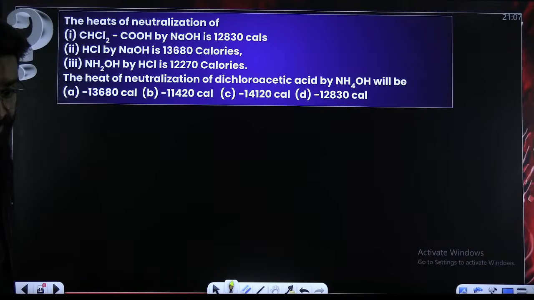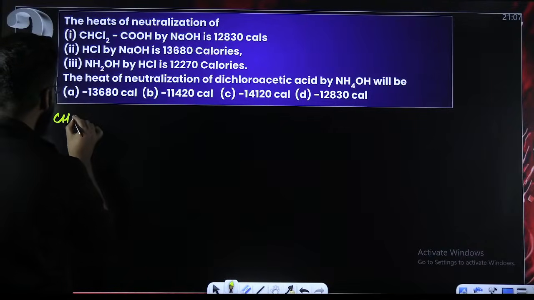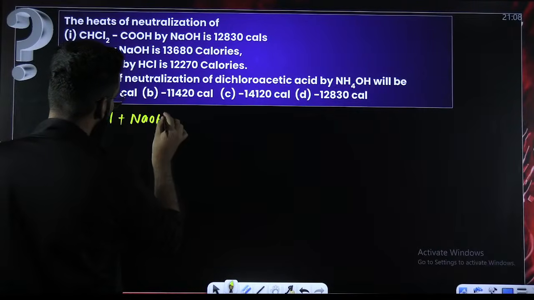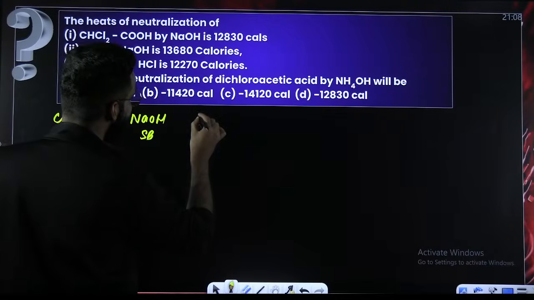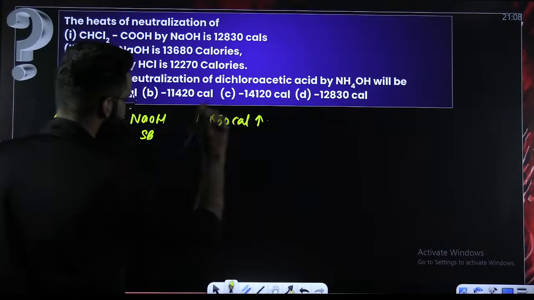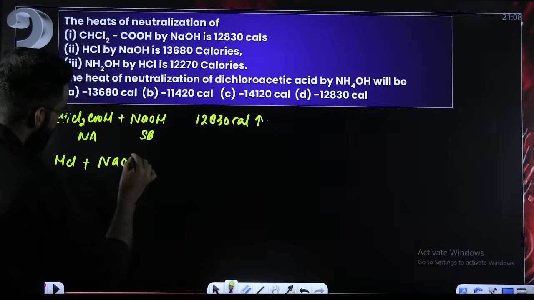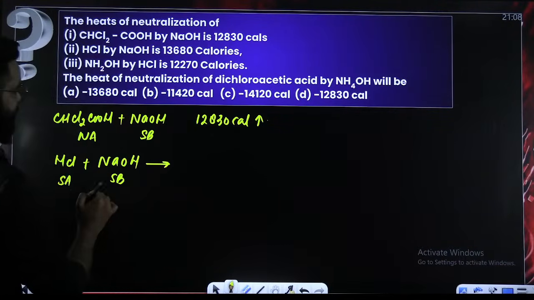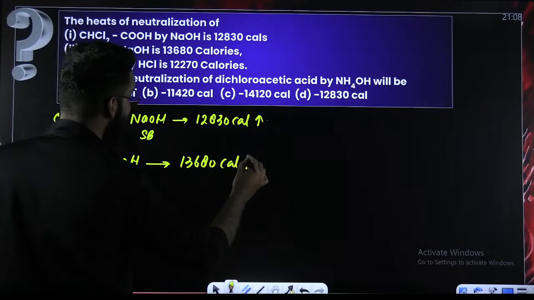Look at this question carefully again, guys. We have got dichloroacetic acid, CHCl2COOH, with NaOH. This is strong base, this is weak acid. How much heat is being released in this case? 12830 calories of heat is released in this case. In the second case, it is HCl with NaOH. HCl is your strong acid, this is your strong base. How much heat is released in this case? 13680 calories of heat is being released.